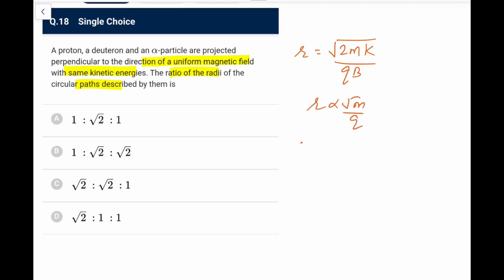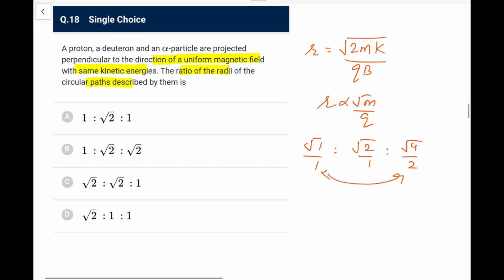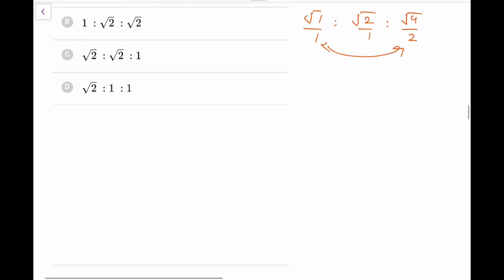So for the proton this ratio is root 1 is to 1, for deuteron it is root 2 is to 1, for alpha it is root 4 by 2. So what we are left with, this will be same, so that means proton and alpha will be same and deuteron is root 2 times, so go for option A in this particular case. So A is the answer.